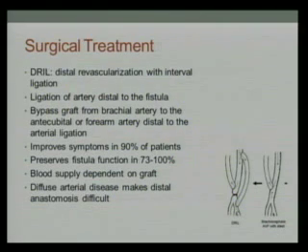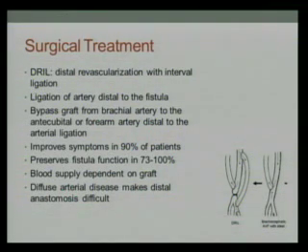So one surgical treatment is the DRIL, that's distal revascularization with interval ligation. And essentially, you know, with steal, you have the arterial flow. Here's the normal. You have arterial flow coming down, but also you have this arterial flow that should be going to the hand. It's coming back up this way, okay? So they want to stop that, so they ligate the artery distal to the anastomosis.